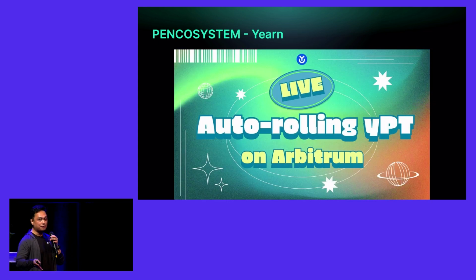And that would be the same for Urine as well. Urine has actually also developed a vault for us, where it is an auto-rolling PT vault. And it's the same concept where you can put your PTs in. You don't have to worry about maturity dates. It will automatically be rolled over to the next maturity, and you're basically just collecting those fixed rates over time.